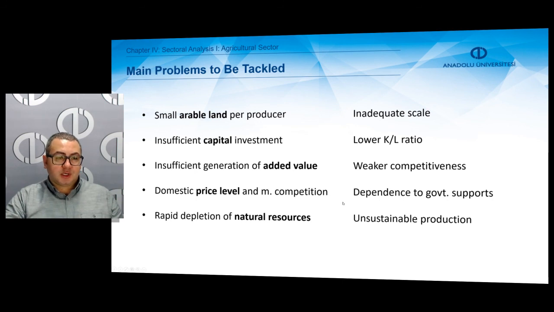The fifth problem to be tackled, and the last one, is the rapid depletion of natural resources. This translates into unsustainable production because when we deplete all our natural resources or make them unusable, we just don't get to produce as much as in the recent years. So this is a problem of unsustainable production, actually.